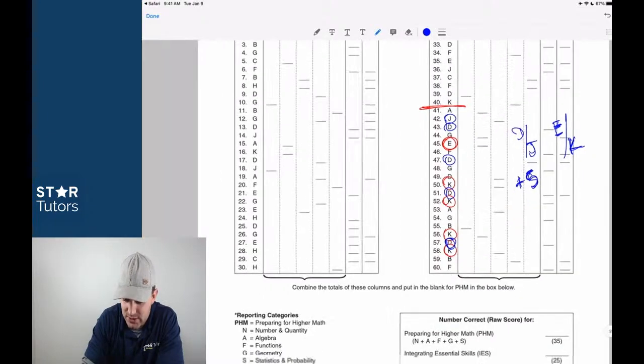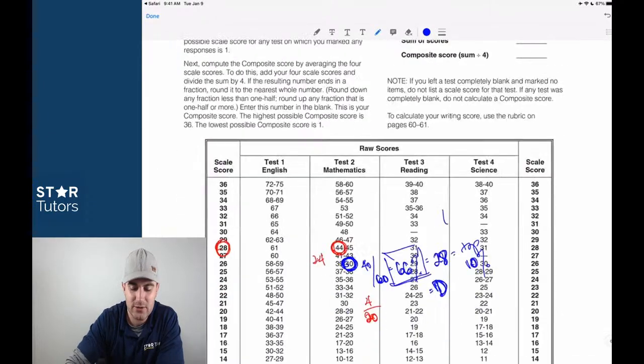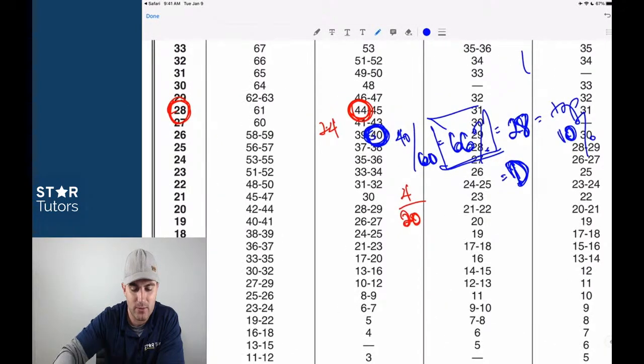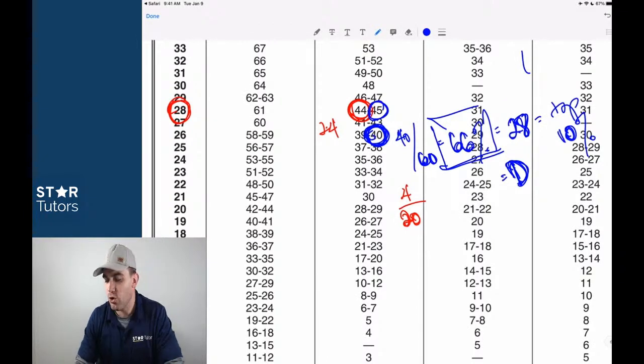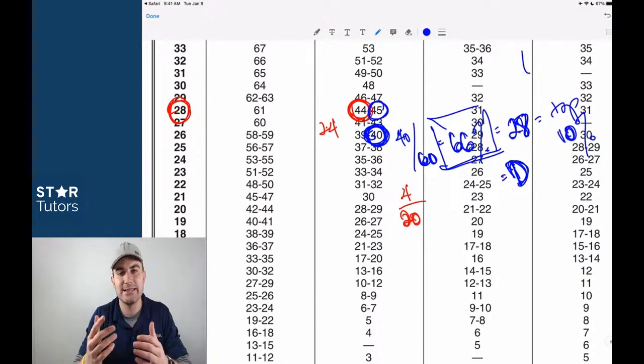Now on this particular test, that wouldn't matter, right? You wouldn't get any bump. You can see here that 45 questions out of 60 still gets you a 28. But the whole point of this is to say that you are statistically guaranteed to get those scores.